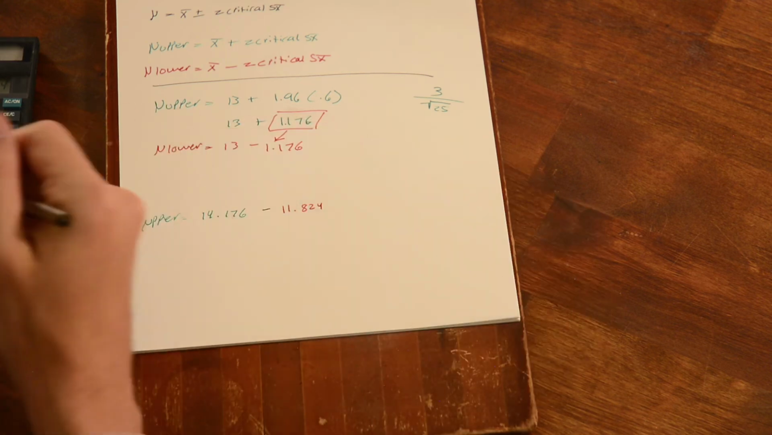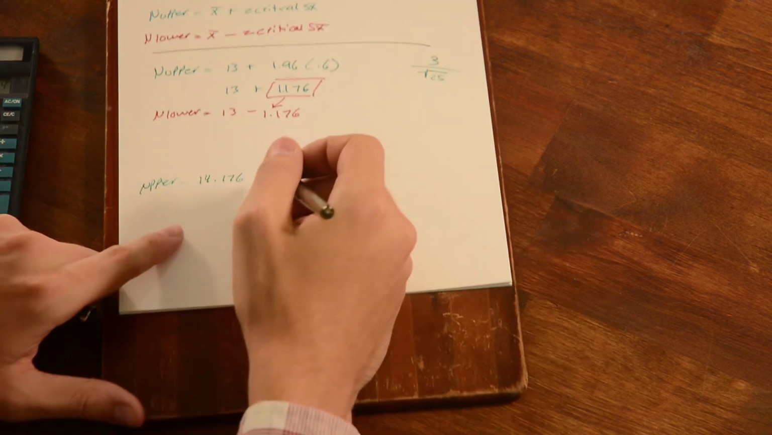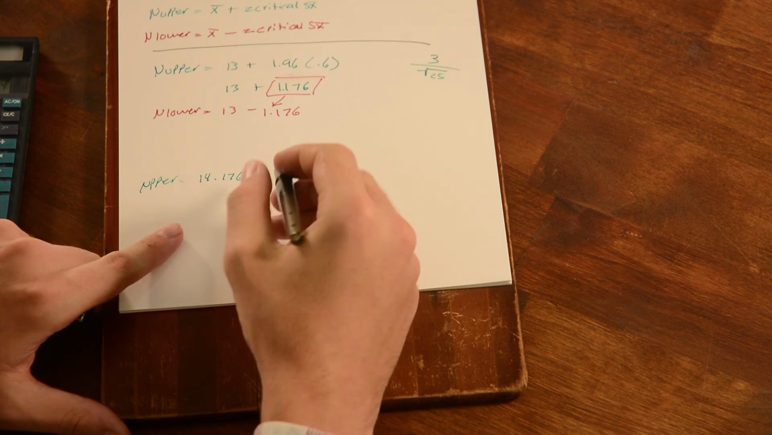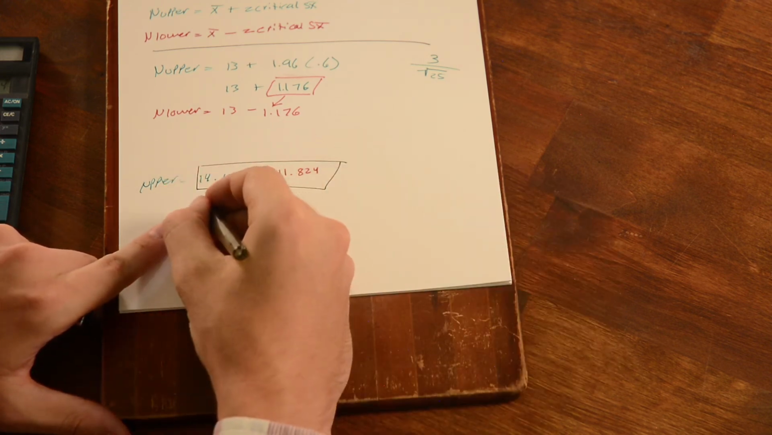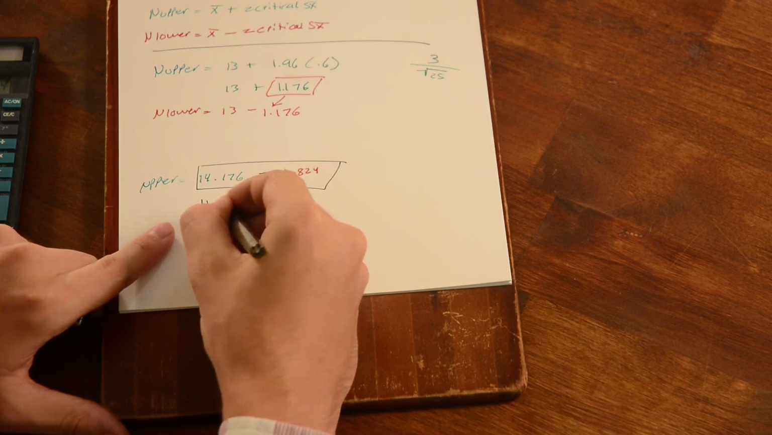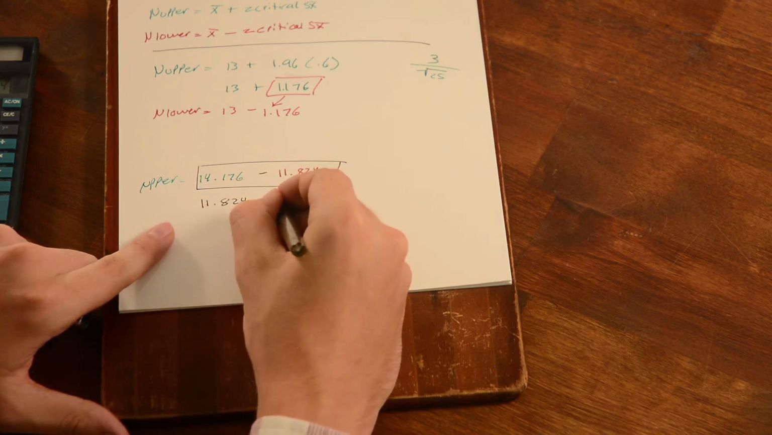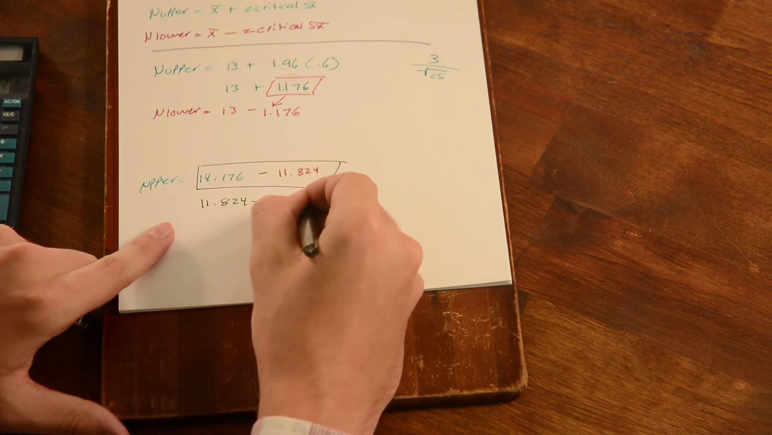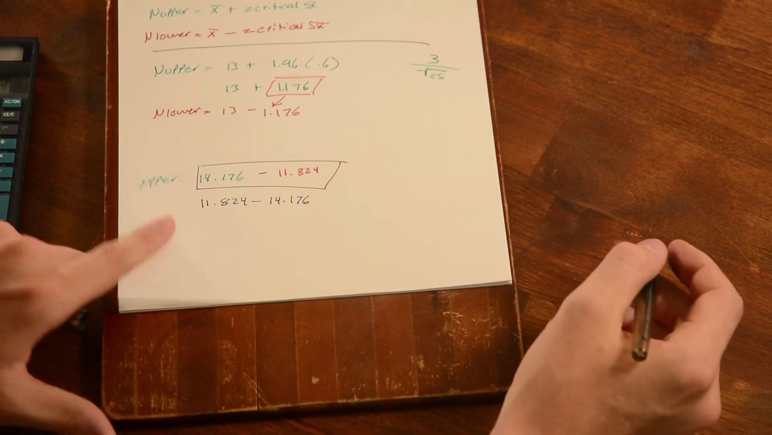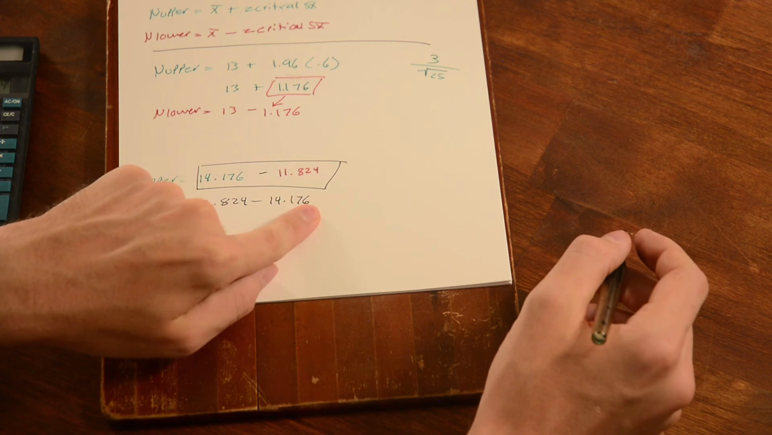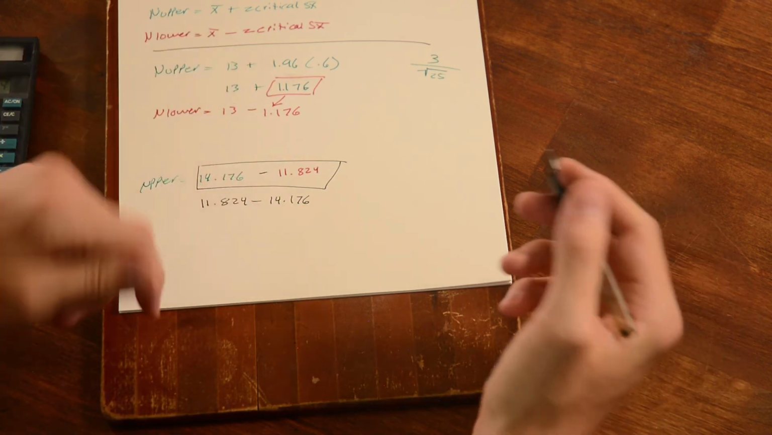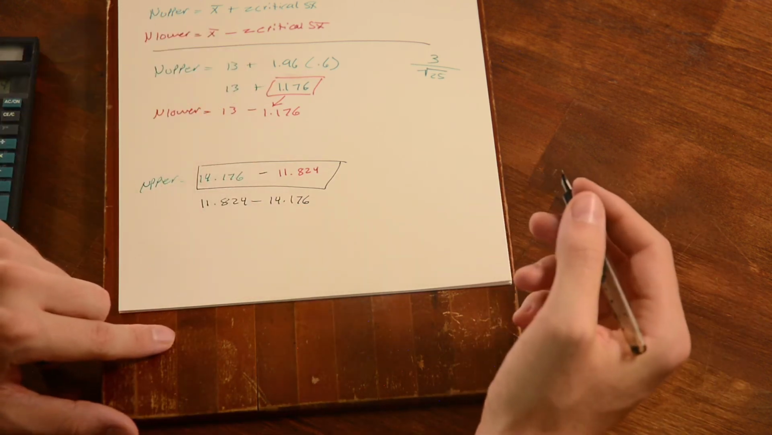Now, there is one other trick we need to know. But before we get there, it's not typical to write this direction. It would typically be 11.824 to 14.176. I just happened to get it backwards from the way I chose to do this. But typically you'd see lower bound, upper bound. Just convention. All right, so now on to that tip.